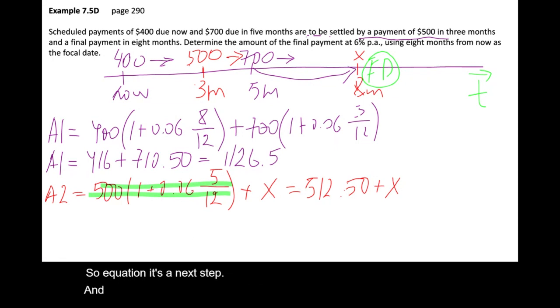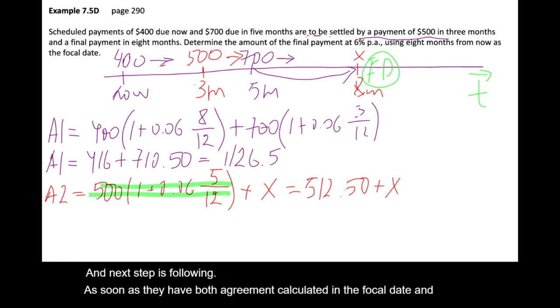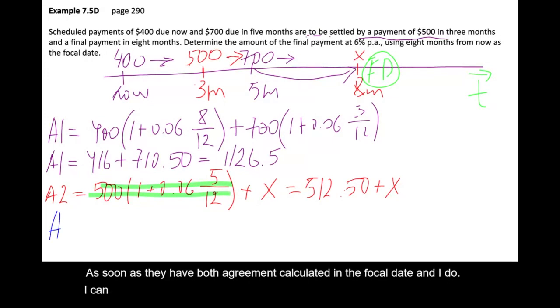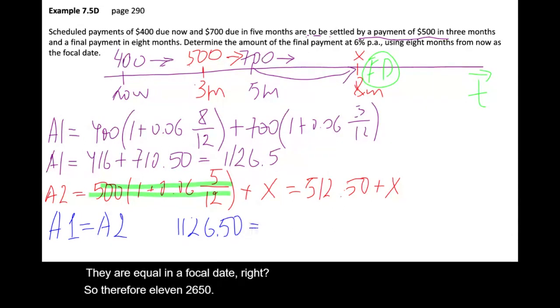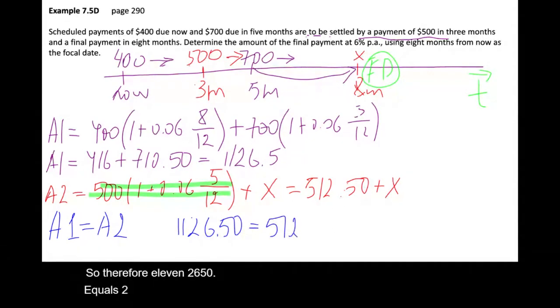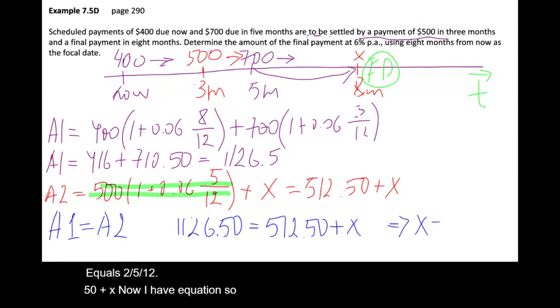So the equation is the next step. And the next step is the following. As soon as I have both agreements calculated in the focal date, and I do, I can say that they are equal in the focal date, right? So therefore, 1126.50 equals 512.50 plus X. Now I have an equation. So please, anybody give me the answer. What is X?